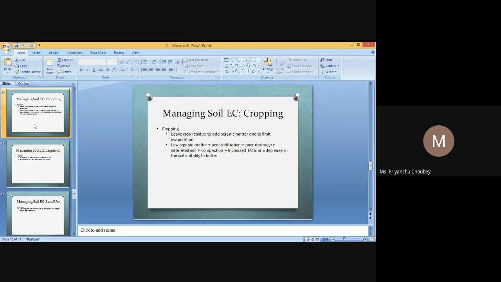Chemical reclamation of sodic soil requires the removal of part or most of the exchangeable sodium, the improvement of the soil physical structure, and the lowering of the soil pH.